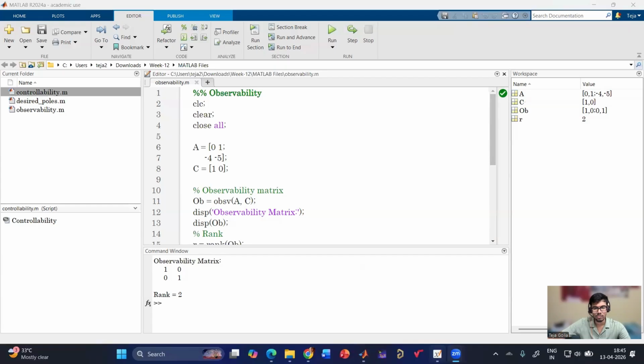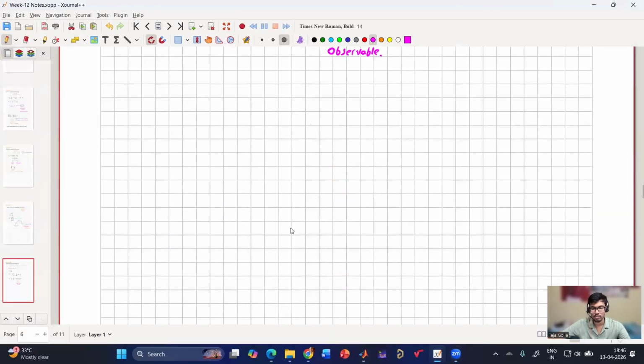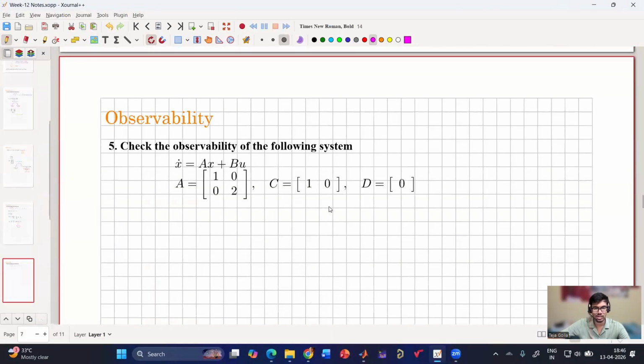Yeah. So now let us solve one more problem. If you have any doubts, you can ask, else I'll move to another problem. Any doubts so far? Okay, I guess no.